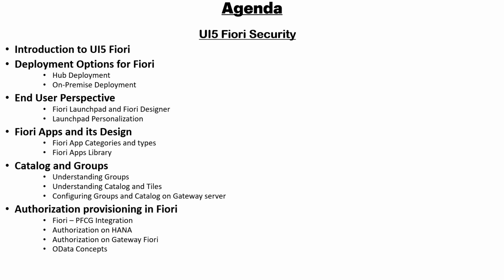We will look into deployment options, how many ways the Fiori can be deployed. There are two ways, as I have mentioned there. One is central hub deployment, the other is on-prem deployment, which is also called as an embedded deployment. We will look into those details as well. We will see what a Fiori Launchpad is, what is a designer, how can we personalize a Launchpad, what are the design aspects, what is theming. All those things will be covered in end user perspective, the header.